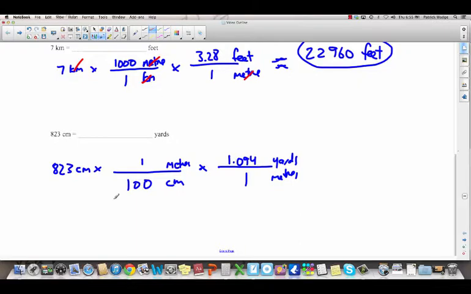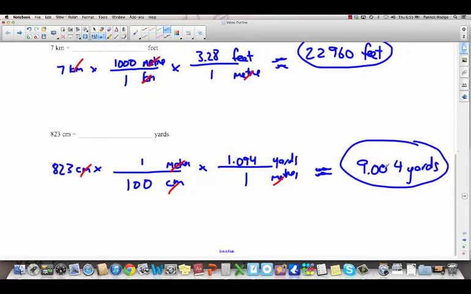Okay, the centimeters are gone, the meters are gone, we're left with yards. That's what we wanted. So what you need to do is multiply 823 times 1 times 1.094, divide by 100, divide by 1. Or you can do it in any order you want if you're multiplying and dividing. You could go 823 divided by 100, which equals 8.23, and then multiply the 8.23 times 1.094. Whichever way you do it, you're going to get approximately 9.004 yards. Just over 9 yards. That 4 shouldn't be so far away from the 0 there.